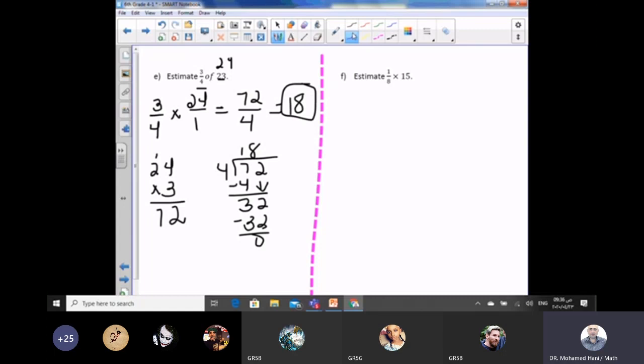Letter F. Estimate 1/8 times 15. Compatible numbers would be 8 and 16. So we have 1/8 times 16 over 1. Multiply your numerators. 1 times 16 is 16. And your denominators, 8 times 1 is 8. Fractions are division, so 16 divided by 8 is 2.